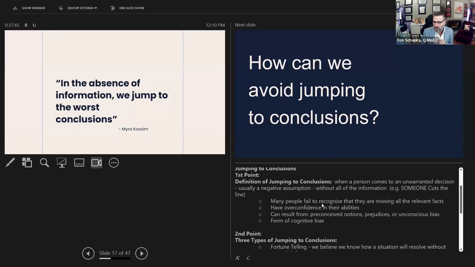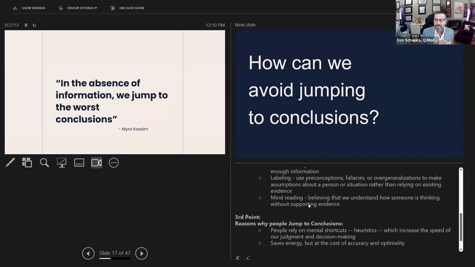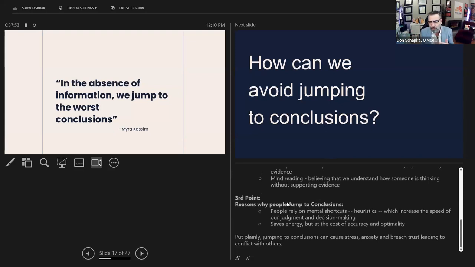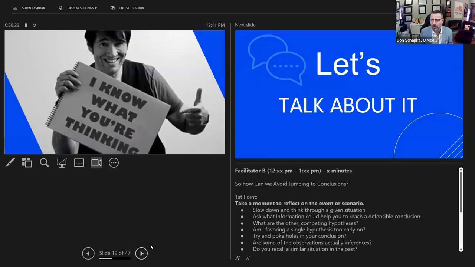So that's one sort of thing that we talk about. We talk about the fortune telling, the labeling, and the mind reading, and the reasons that we go through it. But all in all, what we're leading to is that it can cause an elevated state, an emotionally elevated state, an anxiety, if you will. So how can we avoid that? When we come to the table to start talking about whether an action needs to be reviewed, we come to it and we are responsive instead of reactive. And that's the idea. So now we're going to start taking a look at some strategies on how to avoid that.